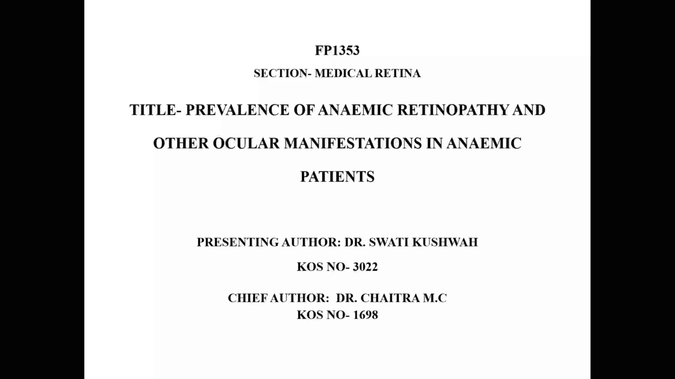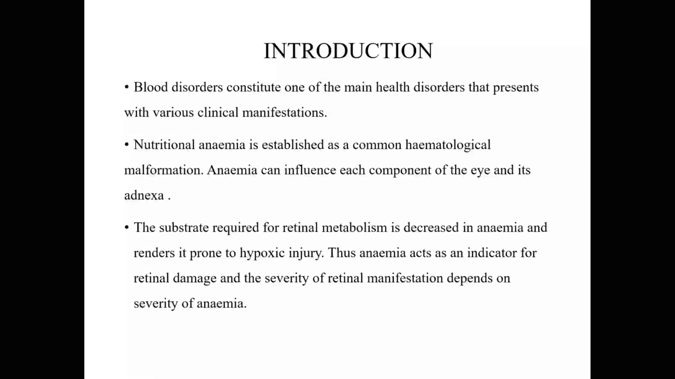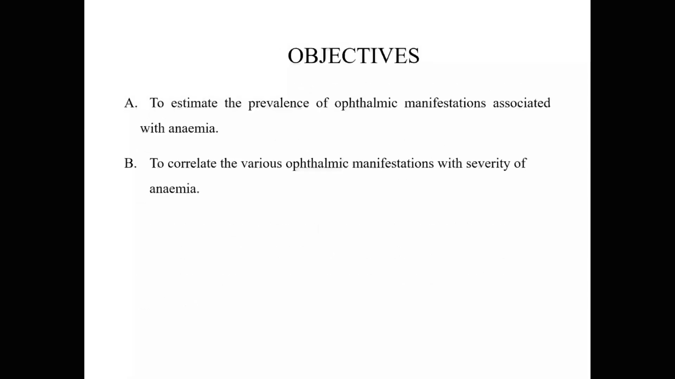Eye and its adnexa. The substrate required for retinal metabolism is decreased in anemia and renders it prone to hypoxic injury. Thus, anemia acts as an indicator for retinal damage, and the severity of the retinal manifestations depends upon the severity of anemia. So, the objective of my study is to estimate the prevalence of ophthalmic manifestations associated with anemia and to correlate the various ophthalmic manifestations with severity of anemia.